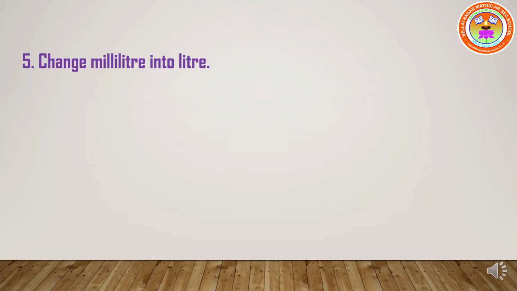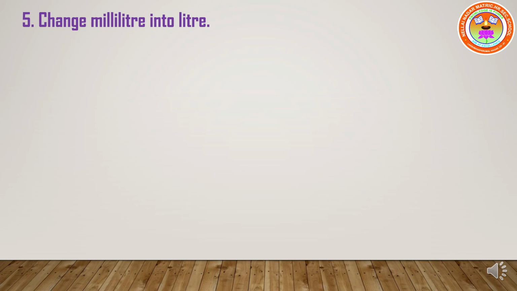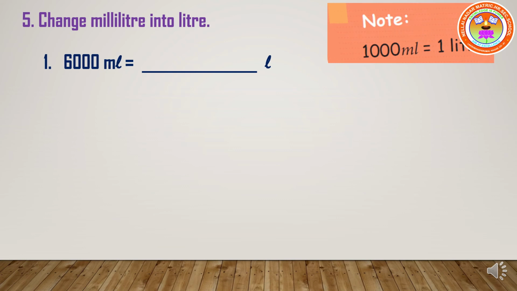Next, question number 5. Change milliliter into liter. First one, 6000 milliliter is equal to dash liter. Children, we have learned that 1 liter is equal to 1000 milliliter. Now, here the question is asked to convert milliliter into liter. So, in order to convert milliliter into liter, we are going to divide the given number by 1000. That is 6000 divided by 1000. Yes, shall we do the division?